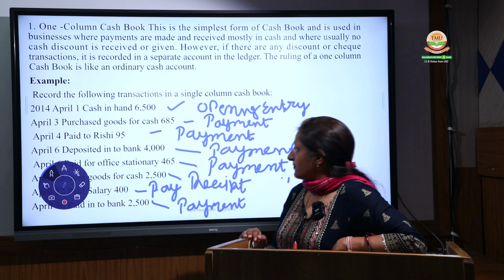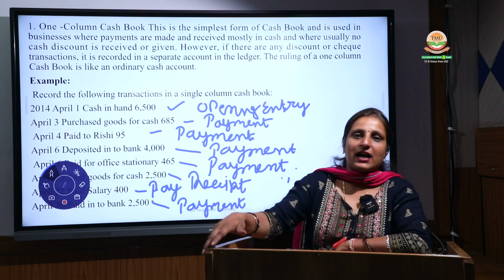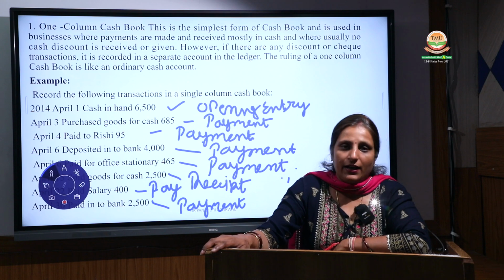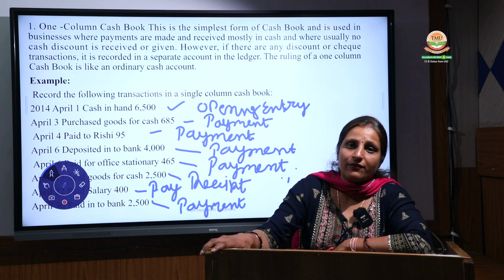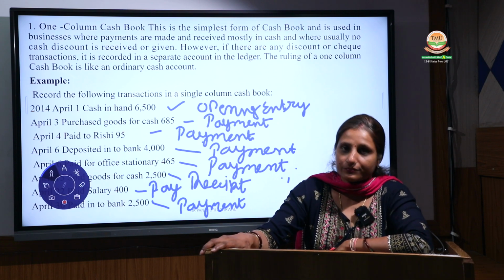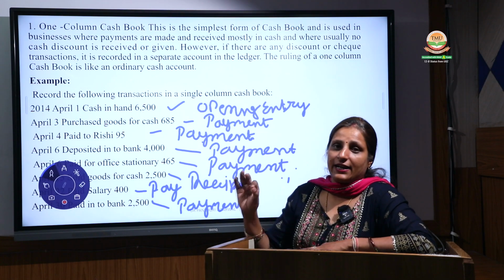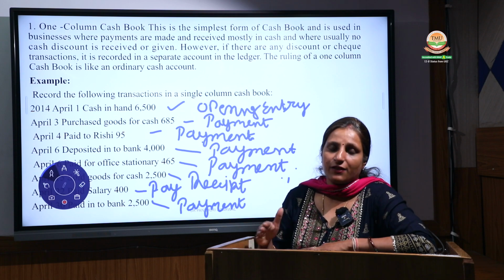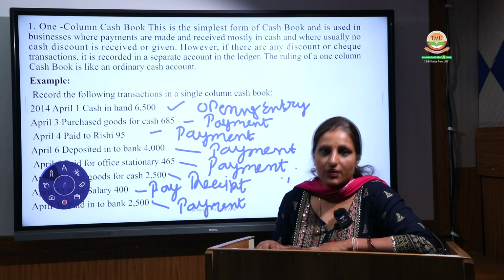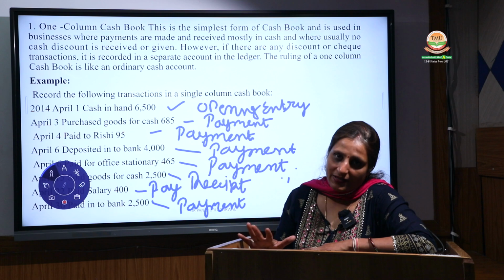As you can see, the first entry is cash in hand. When I am starting to prepare my cash book, it is cash in hand, meaning whatever cash I have in my hand. So cash in hand is 6,500. Second entry: purchase goods for cash, 685. When you purchase the goods, you will have to make the payment. So this will be an entry on the payment side.